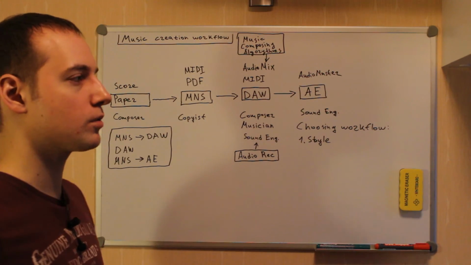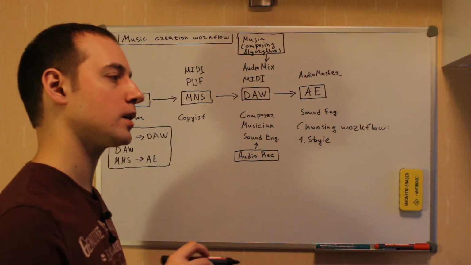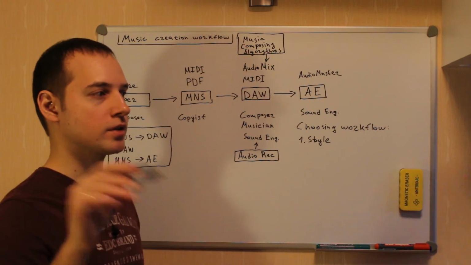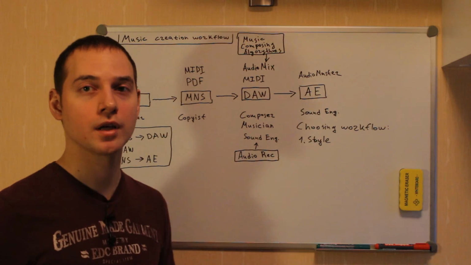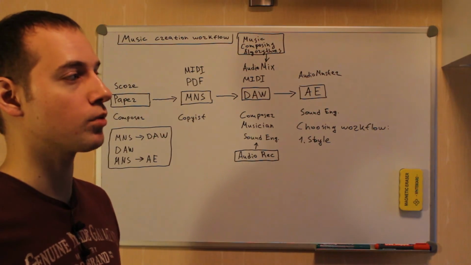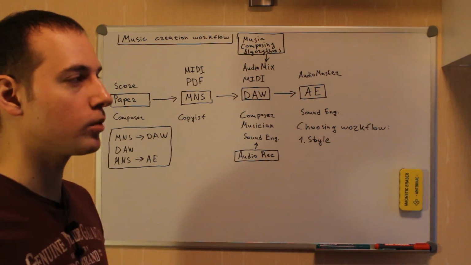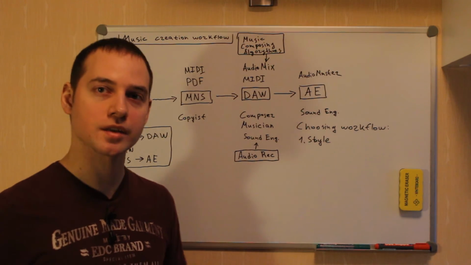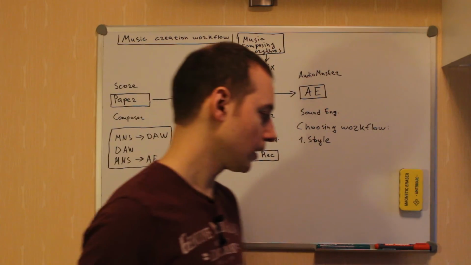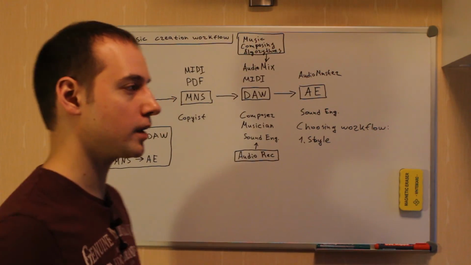So the first important thing is the style, and you can just go to the internet and find out how people write music in the style that you want: what software they use, what digital audio workstations, whether they use music notation software, and what FX, samplers and synthesizers are best for this style.